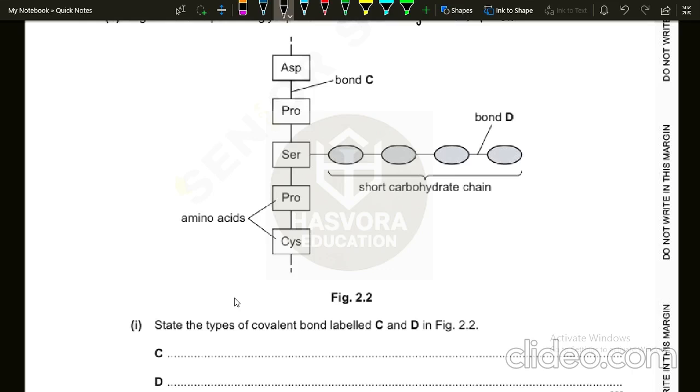See, it is between the amino acids, so it will be a peptide bond, and D is between the molecules of the carbohydrate chain, so it will be a glycosidic bond. So this was an easy question. Let's move on.